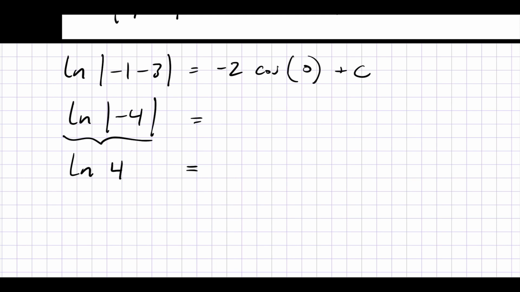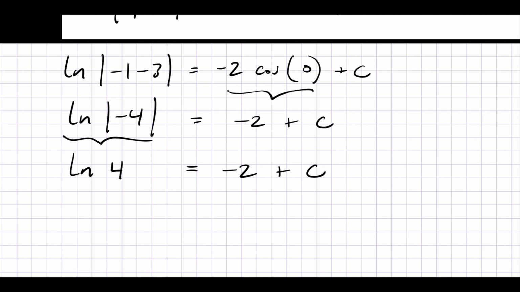Okay. And then over here, cosine of 0 is 1. So it's -2 plus c. Okay. Now, these are going to be non-calculator questions. It didn't say anything about using a calculator or rounding or anything, so there's nothing that tells us we're going to get to use a calculator. So what do we do? We leave it like that. Leave it as the natural log of 4, right?